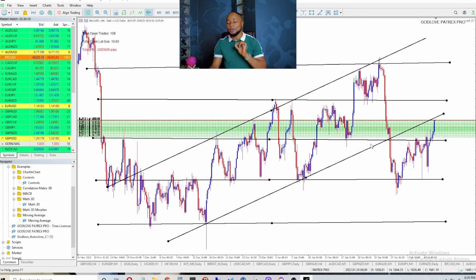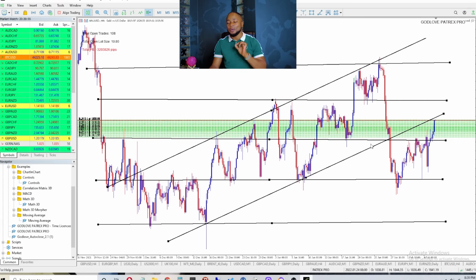I can call this one my support line. So this one is my channel support line, and this one is my channel resistance line. You can see I have a very nice upward sloping channel, all right? And to trade a channel is very simple. The market is bouncing on higher lows, higher highs, higher lows, higher highs, higher lows, and here the structure was broken. You can see this point of confluence. This is where the structure was broken. And when the structure was broken, what happened?